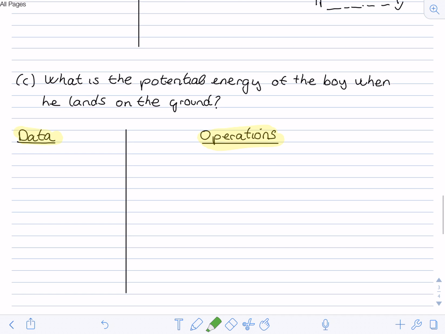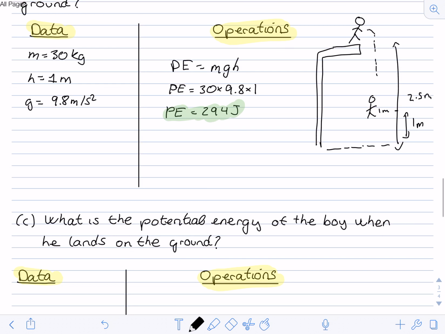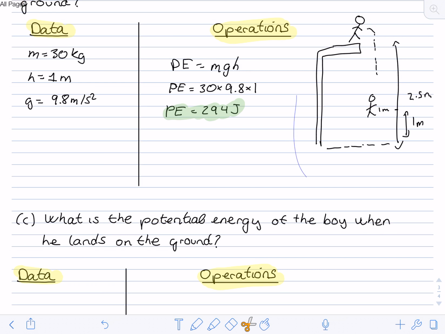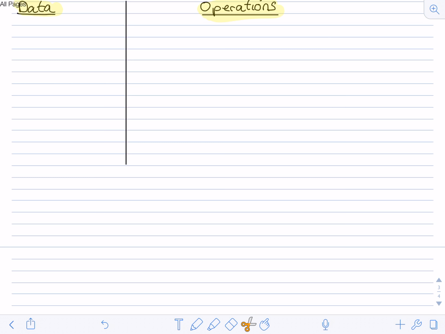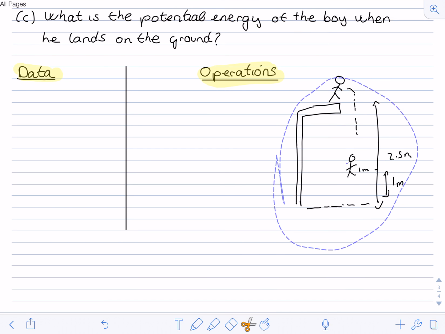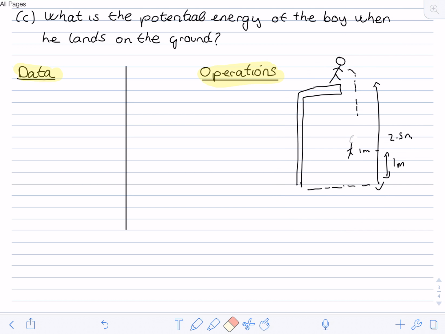So let's do part C. What is the potential energy of the boy when he lands on the ground, okay? So basically, as we said here, I'm going to copy this diagram here so I can explain again. Let's say when the boy is actually on the ground, he just landed and he might have broken a leg or something, because it's a bit high.